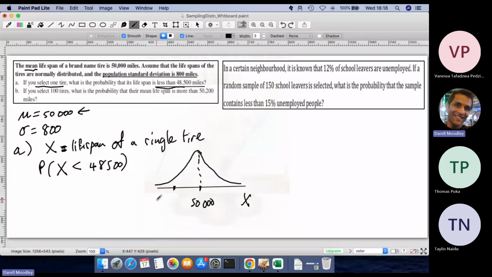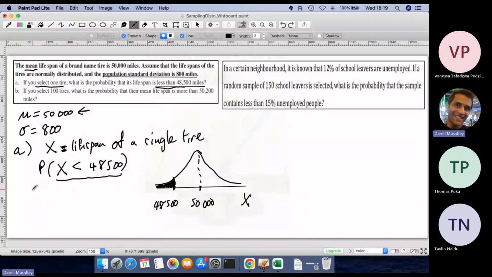So it's here, 48,500. There's that vertical line that cuts it off, and we are looking for the area where x is less than 48,500. Less than 48,500 means everything on the left of it, so we need to find this area here. If you find this area, that's the answer, because the probability is just the area under the curve for whichever region you're looking at. For us, that is the area on the left of 48,500.